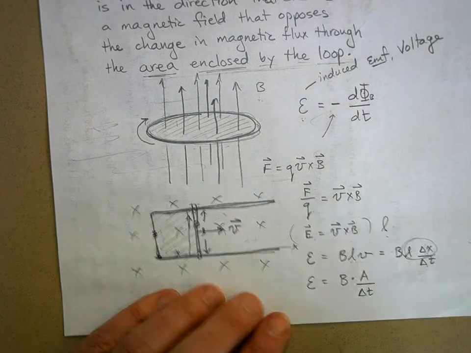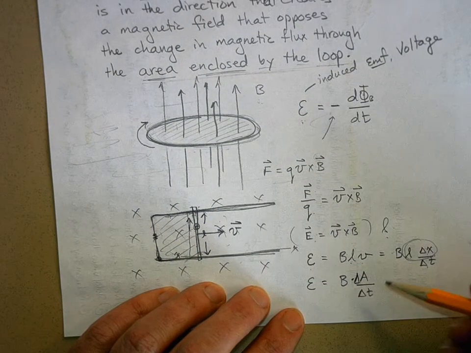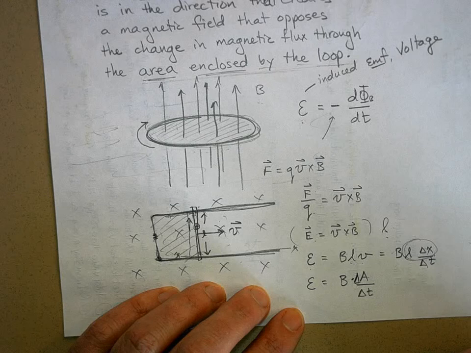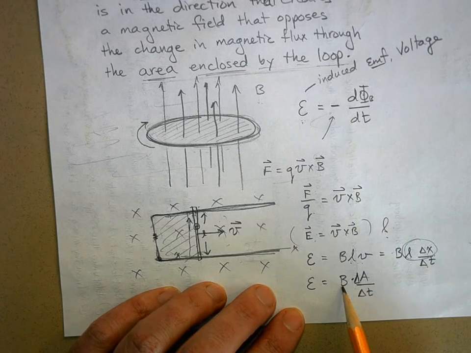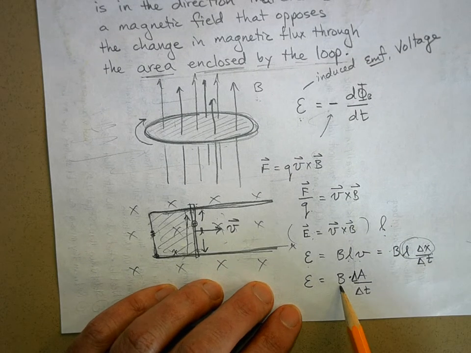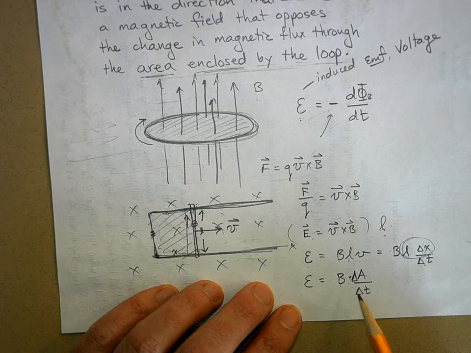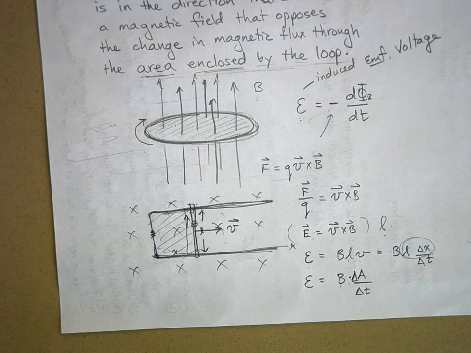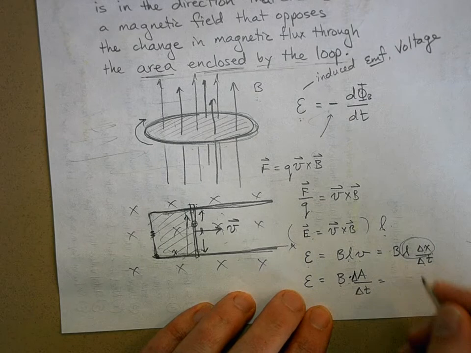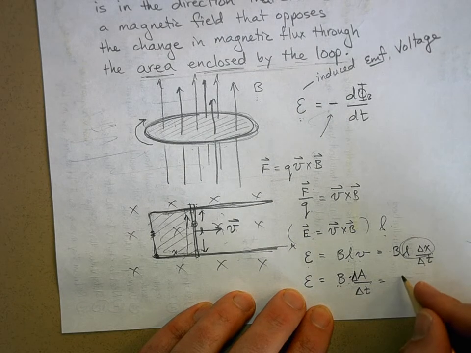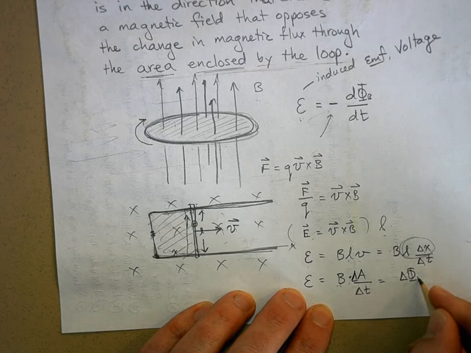So let me put a delta in front of that area. Delta area over delta X. Sorry about that. But what is the magnetic field times an area? What is magnetic field times area? It's magnetic flux. So this is equal to the change in magnetic flux over a change in time.